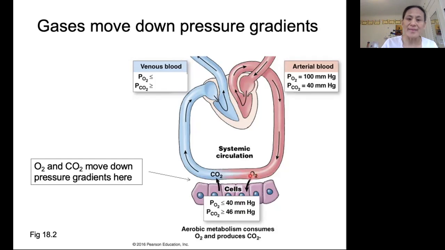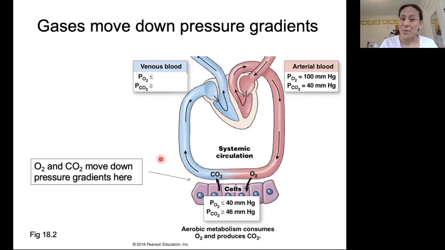And then likewise, PCO2 of the blood approaching our tissues is 40 millimeters of mercury. The PCO2 in the tissues themselves is 46 millimeters of mercury. Therefore, CO2 is going to move down its pressure gradient from the tissues into the blood. And that's how the cells are able to offload their CO2, okay? And then again, that CO2 is going to eventually make it up to the lungs where it can be exhaled.